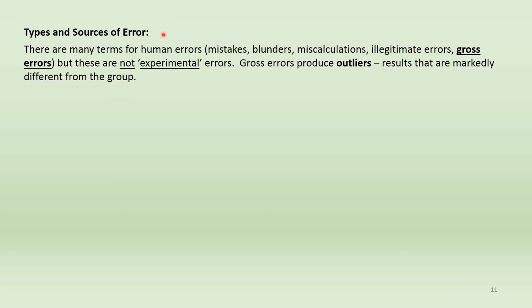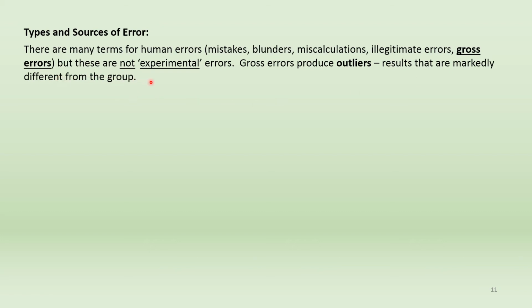In the final part of this video, we're going to talk about various types of error. It's not merely arbitrary. The way we treat error depends upon the source of the error. Now, there are many terms for human errors, sometimes called mistakes or blunders or miscalculations or illegitimate errors, or even most commonly called gross errors.